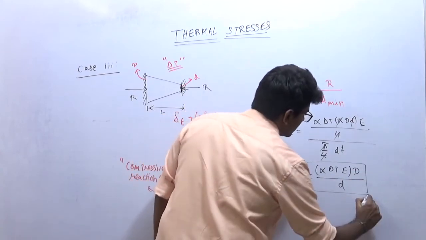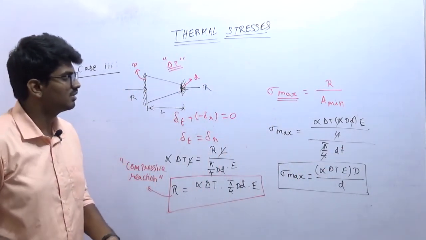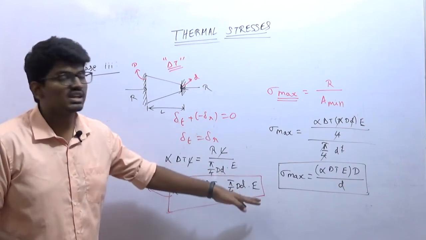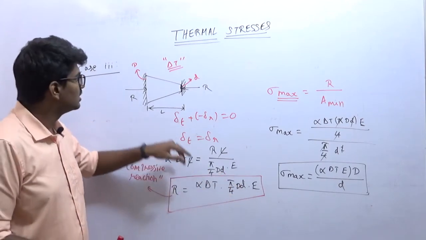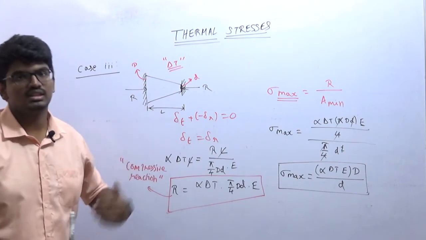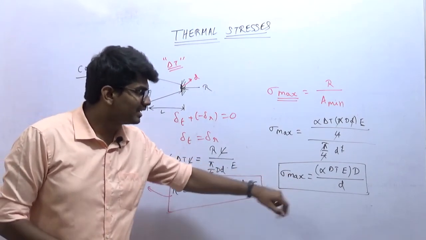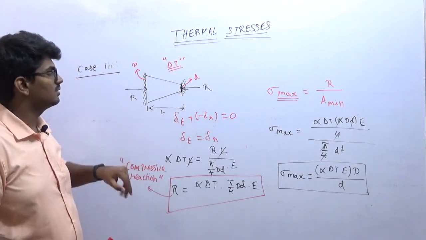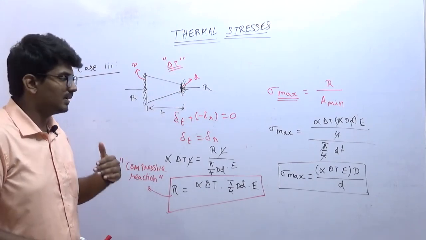Again this maximum stress will be compressive if delta T is positive, which means temperature increases, and this will be tensile if delta T is negative, which means temperature decreases.